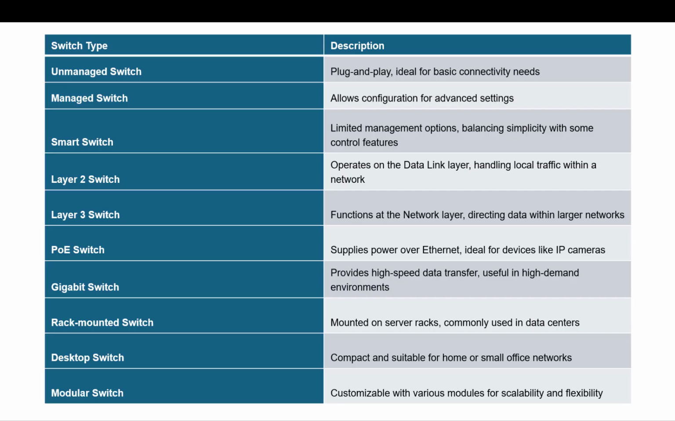Then we have the gigabit switch. A gigabit switch provides high data transfer, useful in high-end environments. Normally I prefer this one for a data center, because a data center is a place where you have a lot of servers, moving documents fast. Imagine you want to download or watch movies.